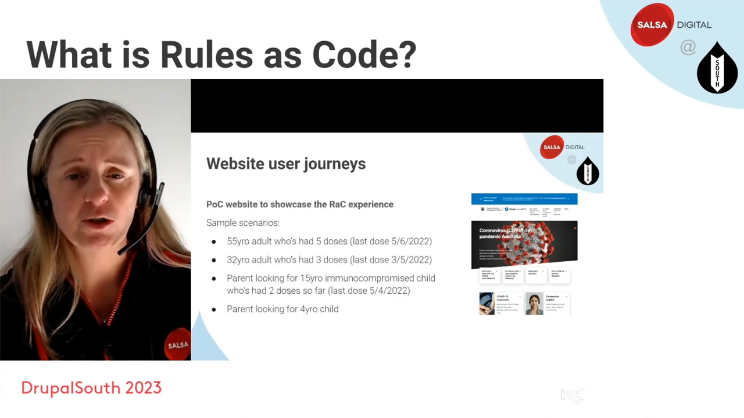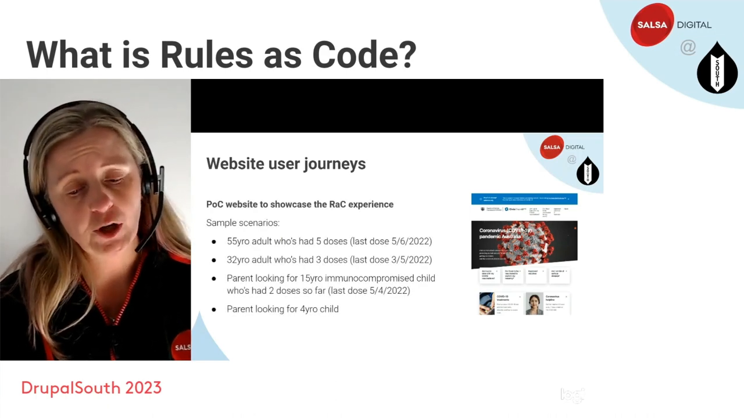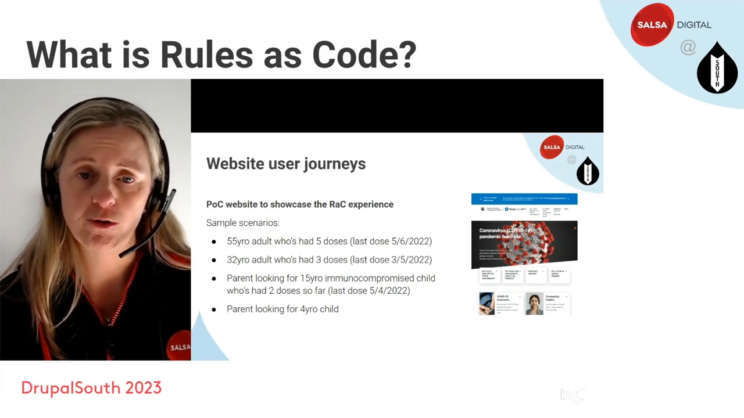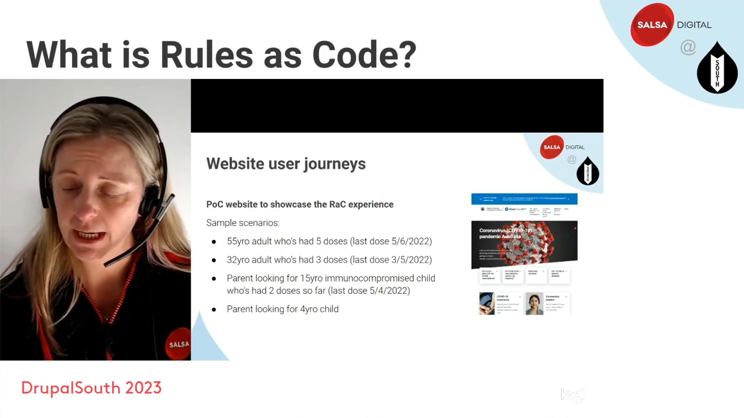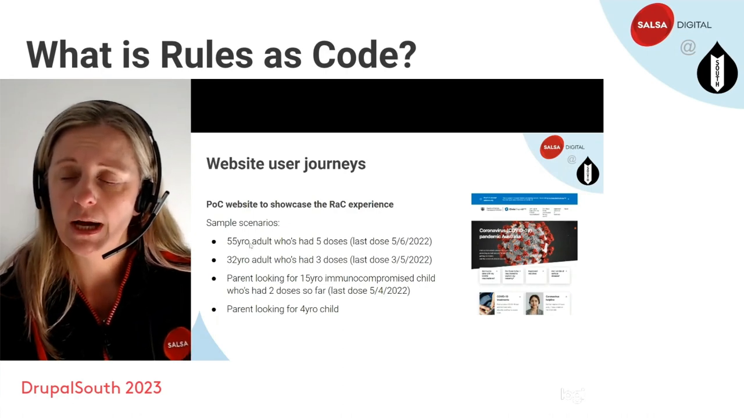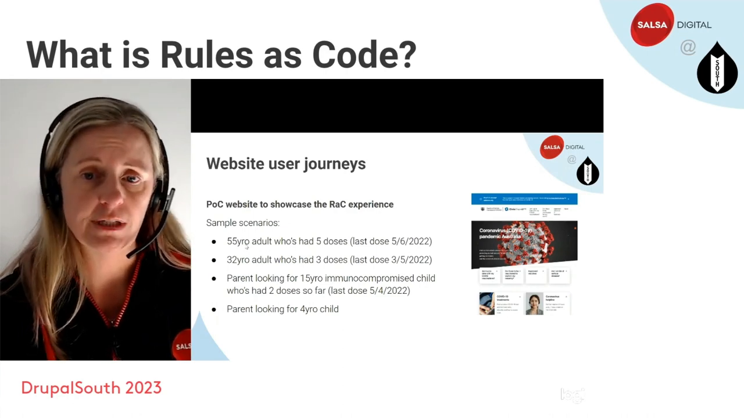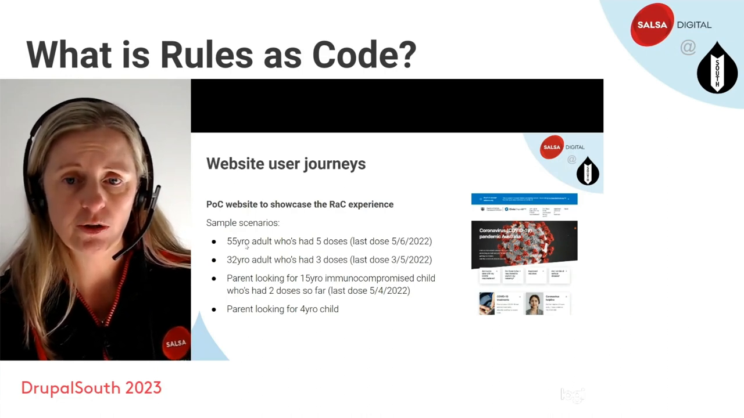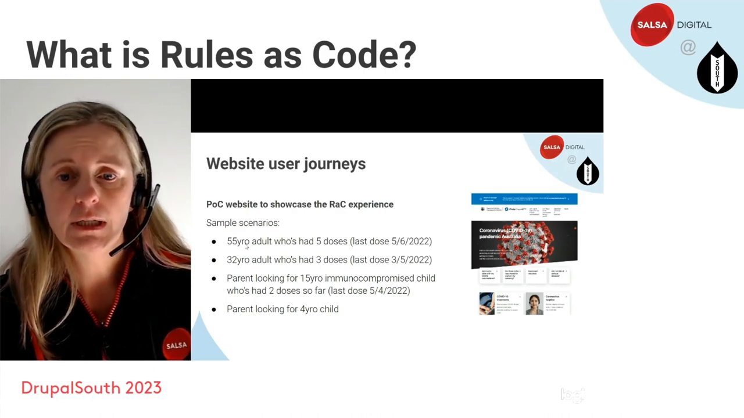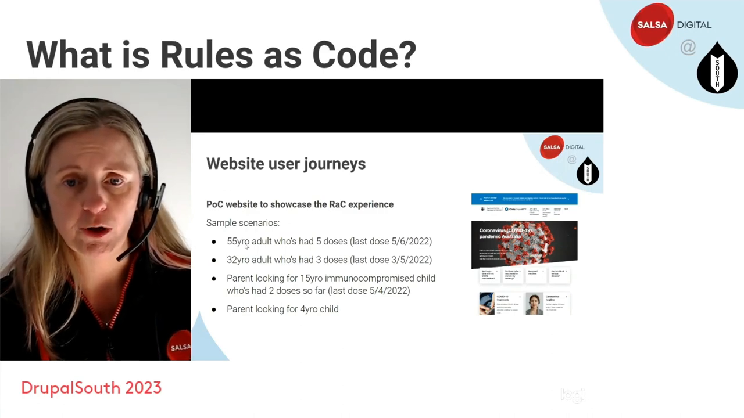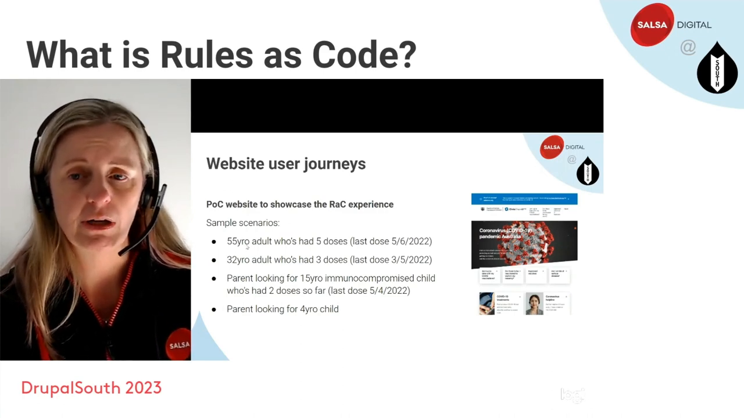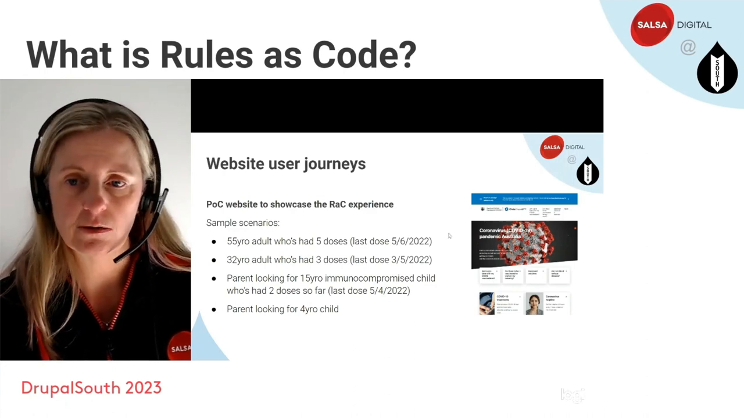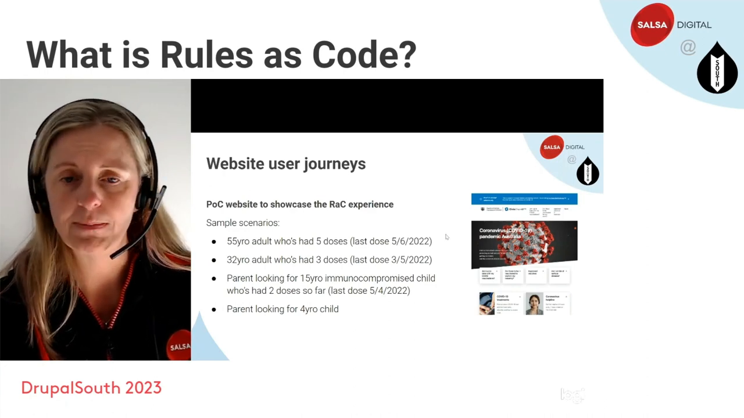In terms of website user journeys, to show the code in action, we set up some different scenarios which we took people through during the GovCMS showcase. For example, the first one was a 55-year-old who's had five doses, their last dose being the 5th of the 6th, 2022. Then a 32-year-old, a parent looking for a 15-year-old immunocompromised person, and a parent looking for a 4-year-old. On this side of the slide, you can see what the interface looked like, which was a civic theme website front-end build.